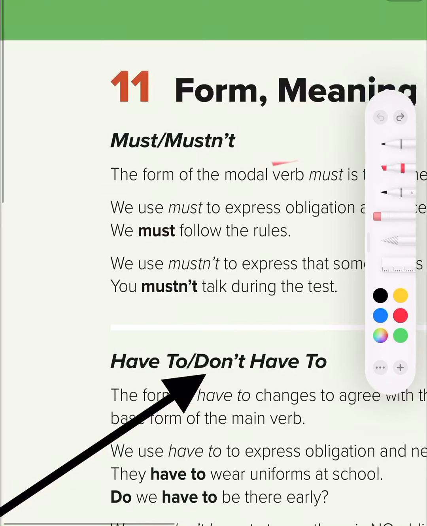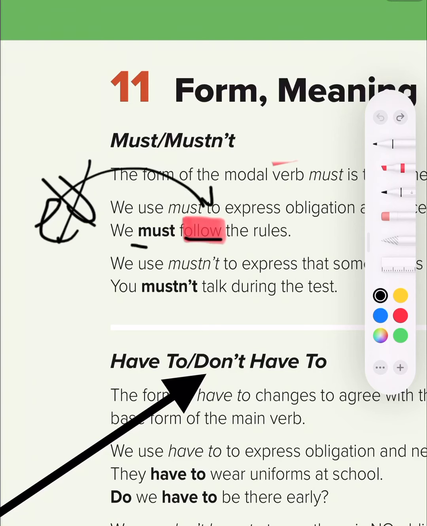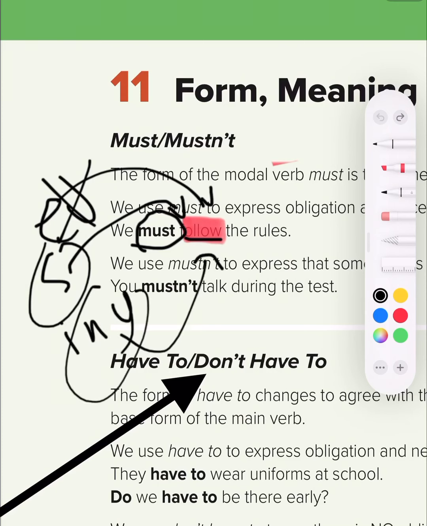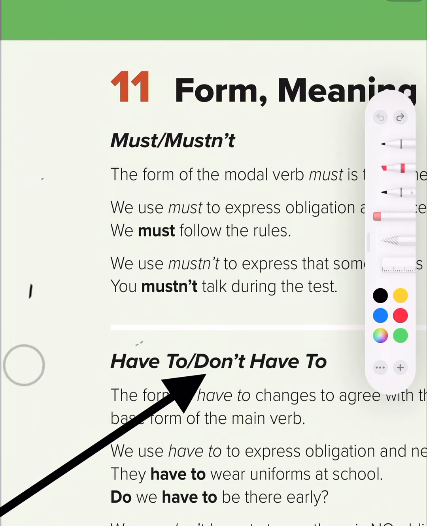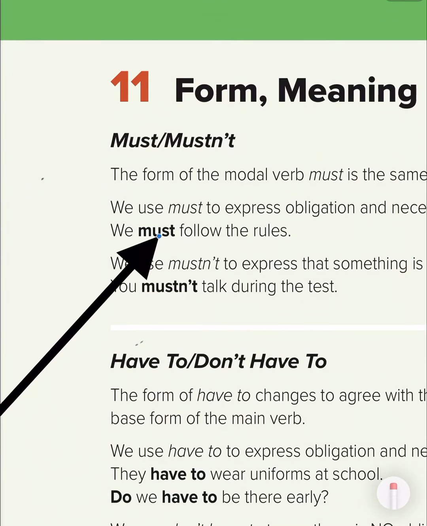So the verb here is in the base form. No ed here because we have must, no s, no ing, nothing. Why? Because we have must here.